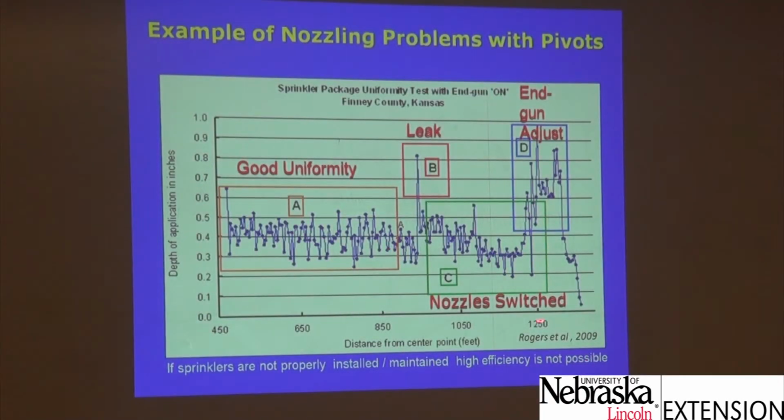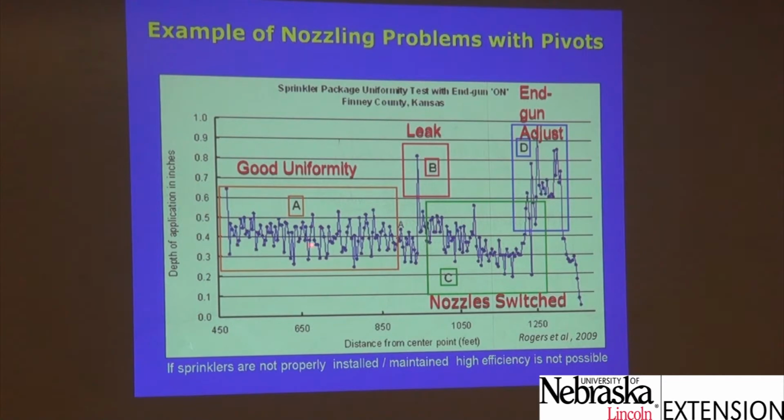This is some work that was done by Danny Rogers and his crew at Kansas State, and it depicts a scenario that's kind of an interesting one, in that the front end of the system in zone A over here, that's the kind of variation that you're going to expect and catch with the type of sprinklers that we have out there. So this is pretty normal on the front end, the first 850 feet of the system. You see part B here is a leak.